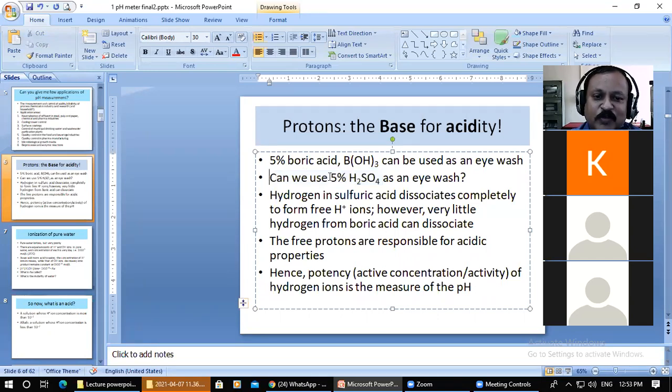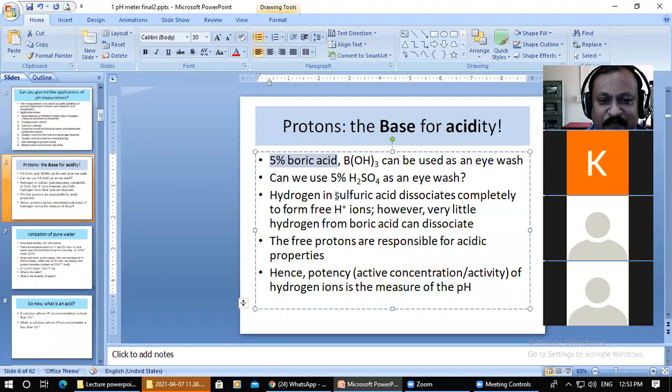Okay, we cannot use these strong acids like HCl or H2SO4 or nitric acid to wash the eyes. The reason is that these acids are very strong acids, whereas boric acid actually is a weak acid. And in a very short while we are going to learn about what are strong acids and what are weak acids.